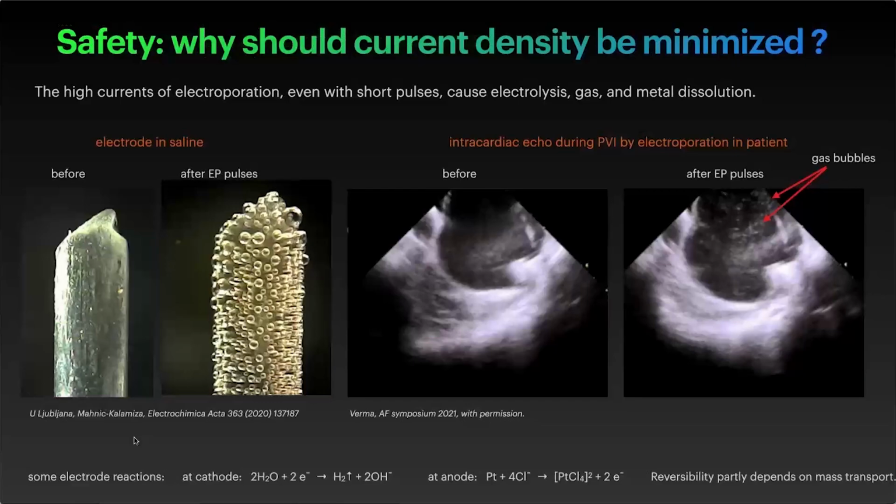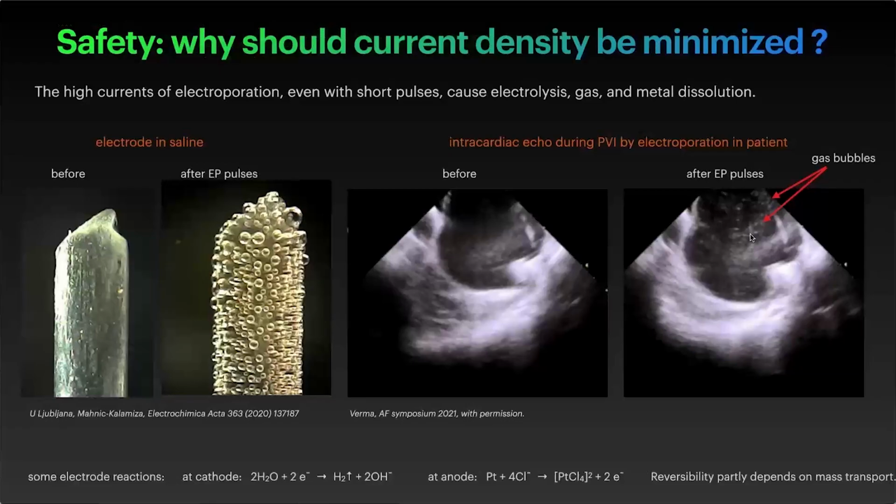And in fact, this is what happens in electroporation. This was a case shown at the Atrial Fibrillation Symposium just this last February. The moment that electroporation is turned on, you have a shower of bubbles being released in the left atrium. This is intracardiac echo. These are things that have been studied on the bench and in animals to try to show that they're relatively benign. In any case, you do want to minimize the amount that this is happening.